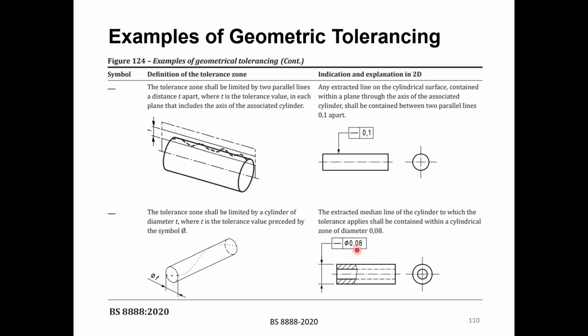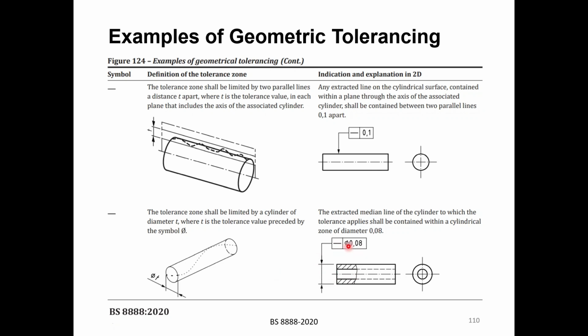So the feature control frame here says the straightness of it is attached to this dimension here. So it means that we are talking about the median line, or the center line, because this one is attached to the surface. So we were talking about the surface, but this feature control frame is attached to the dimension. So when it is attached to the dimension, we are talking about the median line of this dimension, which in this case is the center line.